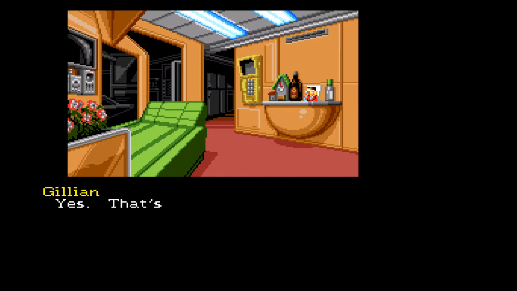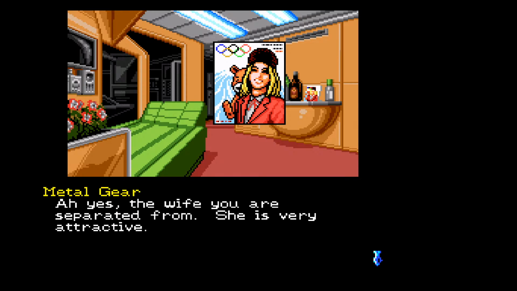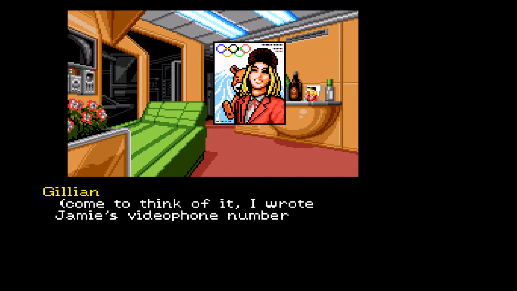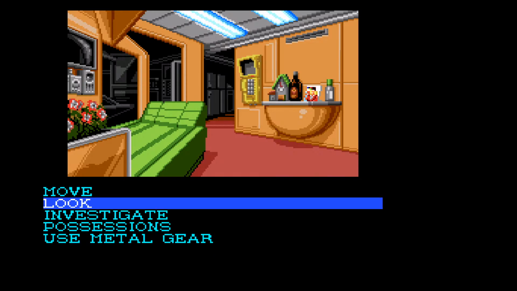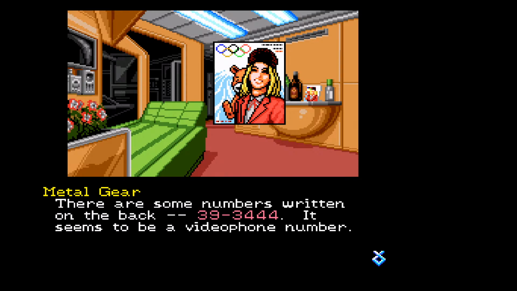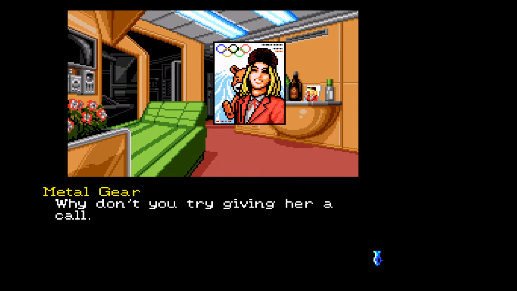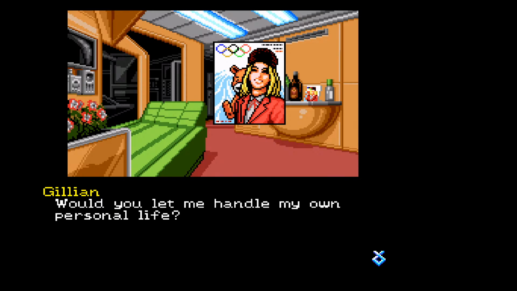Gillian, there is a photograph on the shelf. Yes, that's a very special picture for me. It's a picture of Jamie. Ah, yes. The wife you are separated from. She is very attractive. Come to think of it, I wrote Jamie's video phone on the back of the picture. Okay, let's look at the photo. There are some numbers written on the back. 393444. It seems to be a video phone number. Yes, that's the number for Jamie's apartment. Why don't you try giving her a call? Would you let me handle my own personal life?